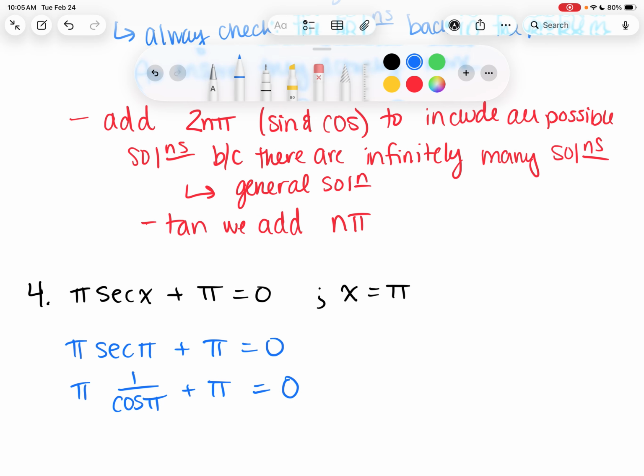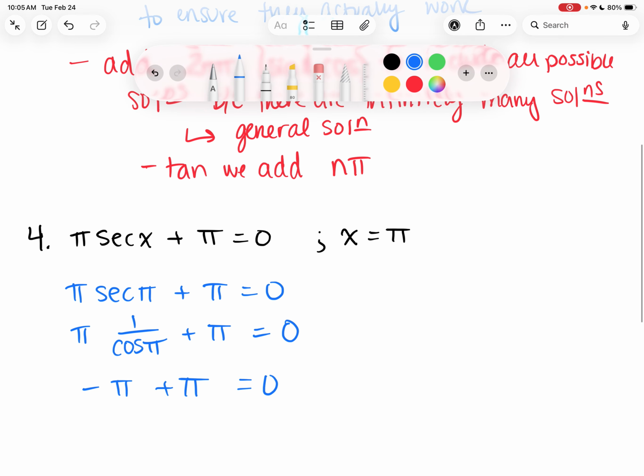Goodness gracious, that one, x equals -1. So this would be negative pi plus pi equals 0, because this part becomes -1. So negative pi plus pi is 0, so we have 0 equals 0, so I've confirmed that that one works. Basically, I'm showing that this was a solution that worked, it wasn't extraneous.